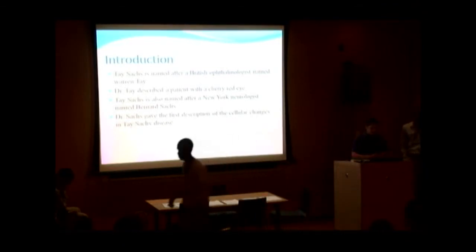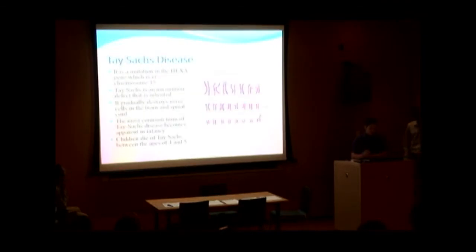Tay-Sachs is named after a British ophthalmologist named Warren Tay. Dr. Tay described the patient with cherry red eyes, which is one of the symptoms. Tay-Sachs is also named after the New York neurologist named Bernard Sachs. Dr. Sachs gave the first description of the cellular change in Tay-Sachs disease. Tay-Sachs disease is a mutation in the HexA gene, which is on the 15th chromosome.